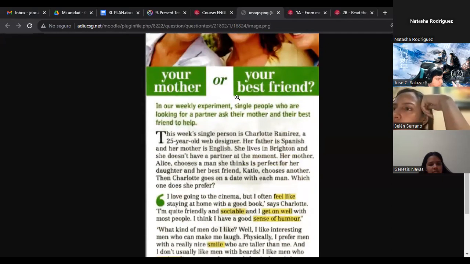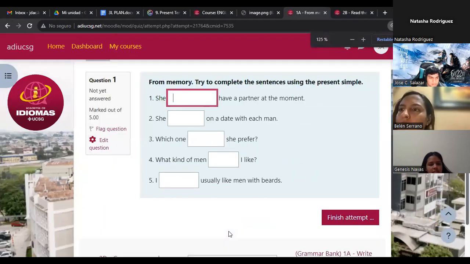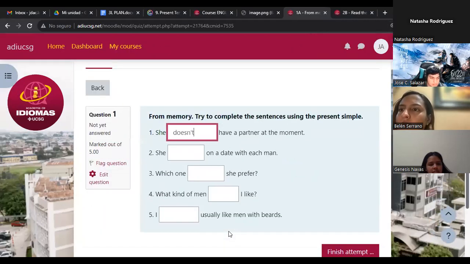Okay, we have it in here. She doesn't have a partner at the moment. Exactly. She doesn't have a partner at the moment. So we are going to check later why we use doesn't. Now, Belen, can you please read number 2?